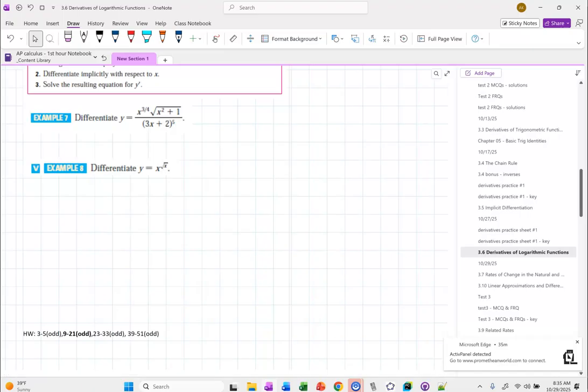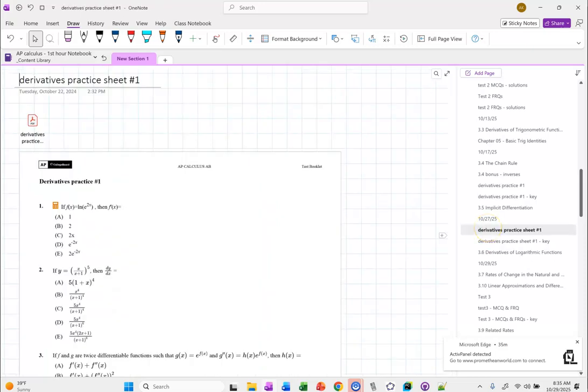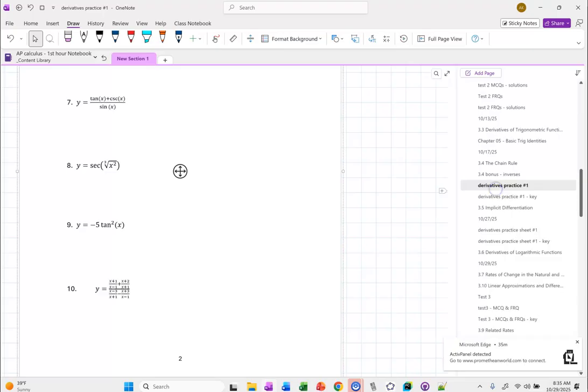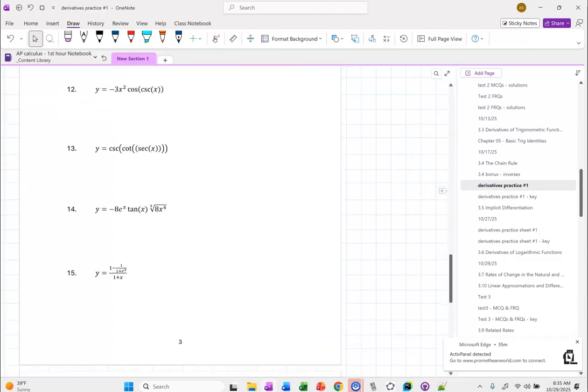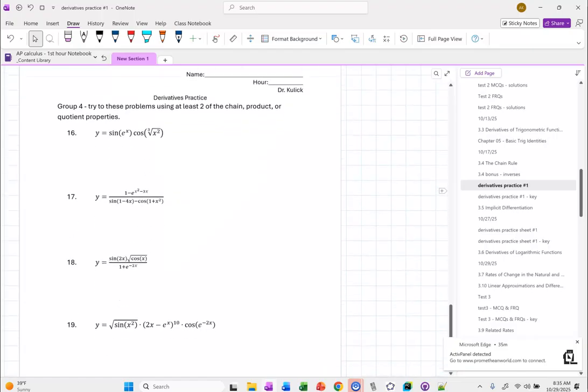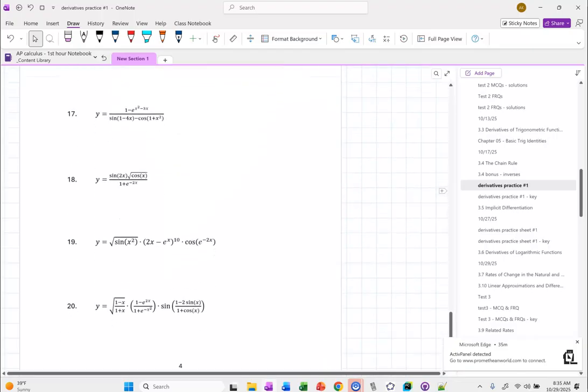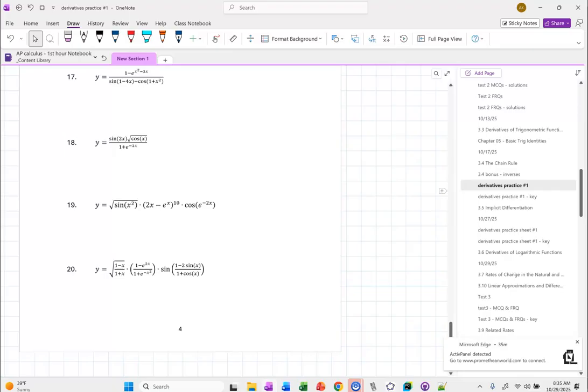So let's do this. Oops, that's not the one I wanted. I wanted this one. So if we look at some of these, some of these look terrible, right? Now, logarithmic differentiation is a good candidate to handle some of these. Not all of them, but some of them.